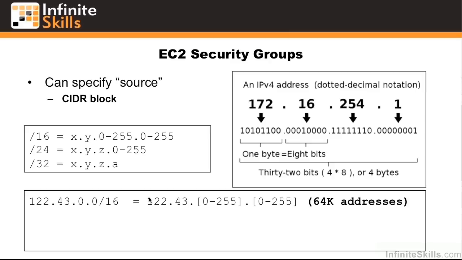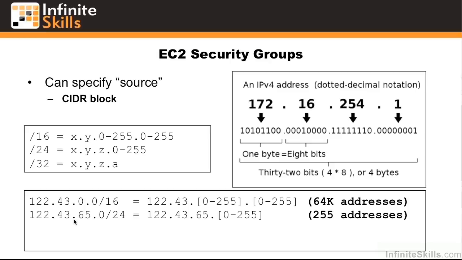If we look at some more examples with specific IP addresses, you see here that we have 122.43.0.0/16. This would equate to 122.43.anything.anything. This is what is known as a B block, and this is 64,000 addresses. Next, we have this address, in which the first 3 octets are hard-coded, and the last is a 0/24. In this case, we're specifying that the first 3 octets must be set, and the last can be anything.